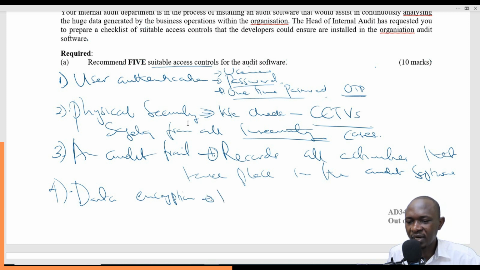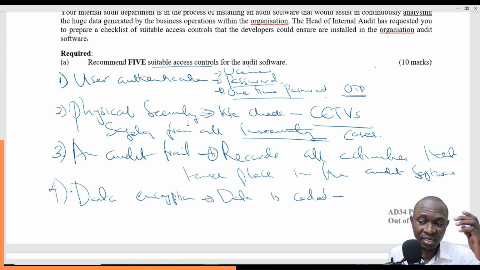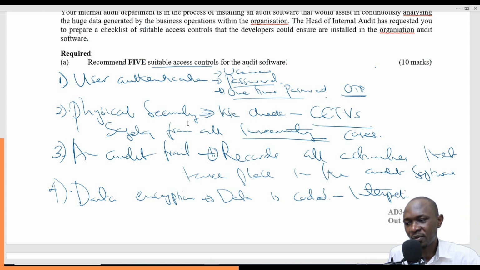And this is where data is coded, basically, so that somebody can access the data, yes, but he cannot interpret and make use of that data. So you can access the data, yes, but because the data has been coded, it has been put in a language that just anybody cannot understand.